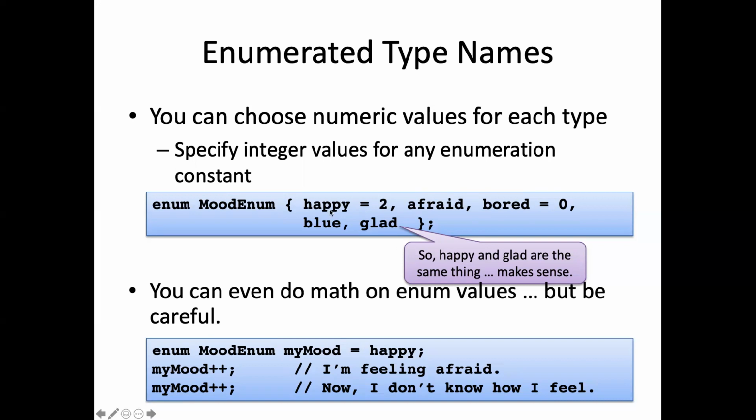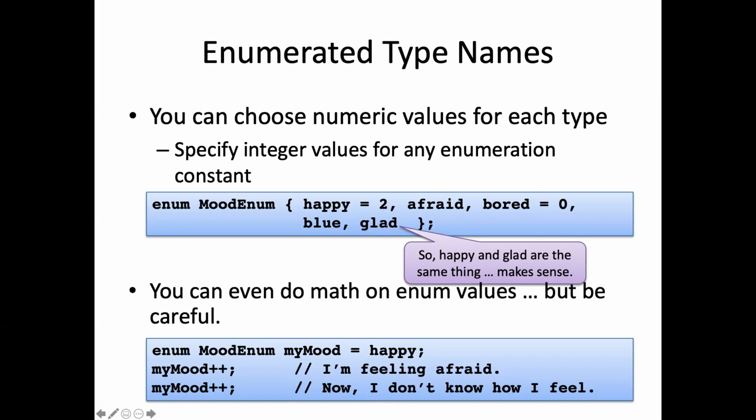So happy is 2. Afraid, well, you didn't say otherwise, so it's going to be a 3. They count up from the previous value. So again, happy's 2 because you said it should be. Afraid is going to be 3 because it's one more than happy. It's the one that comes after happy. Bored, you said that would be a 0, so that's what it's going to be. Blue, for, I guess, sad, is going to be 1 because it's one more than bored. Glad is going to be 2 because it's one more than blue.